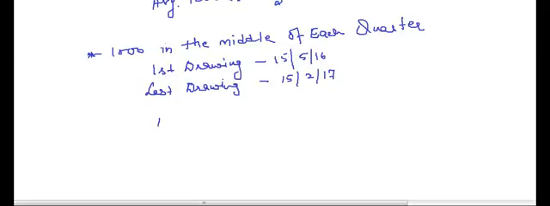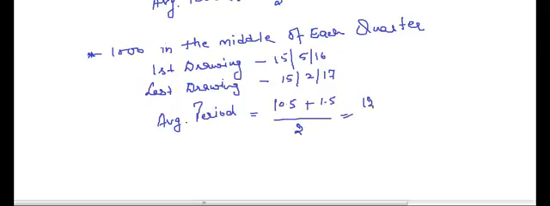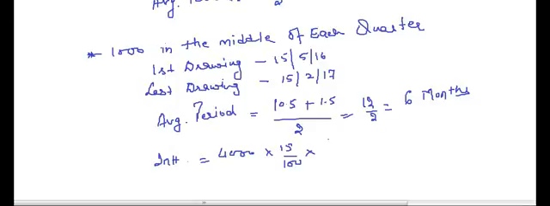Now what is the average period left? For how many months this first drawing is being used? For 10.5 months, and the last drawing for 1.5. This comes to 12, 6 months. So we'll be calculating interest on drawings for 6 months. Interest will be 4,000 into 15% for 6 months.